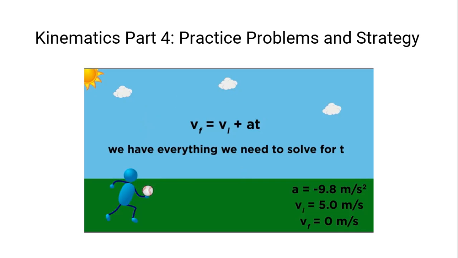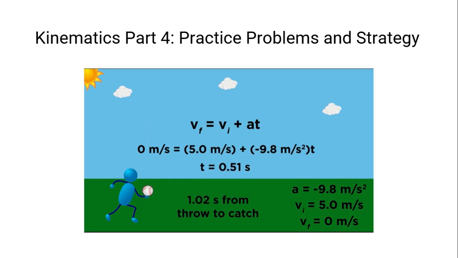We can use this equation because we know both the initial and final velocities and the acceleration. Plugging in those values and solving for t gives us 0.51 seconds. That's how long it takes to reach the maximum height. Simply double that and we get 1.02 seconds as the total hang time.